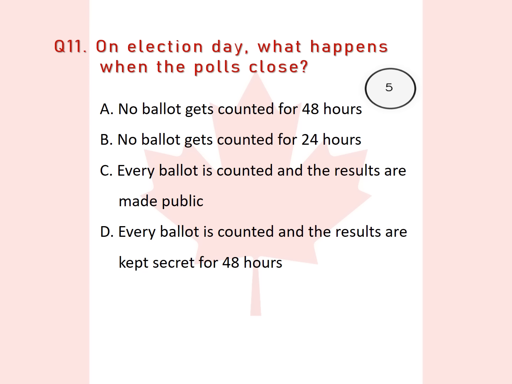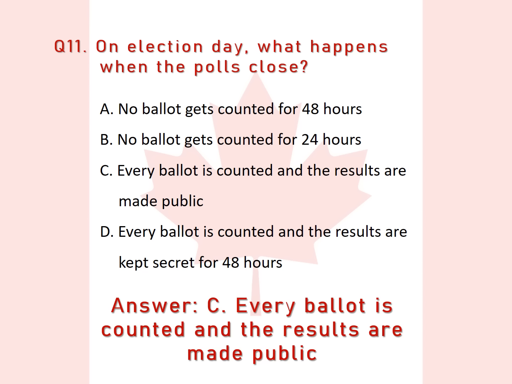On election day, what happens when the polls close? Option A, no ballot gets counted for 48 hours. Option B, no ballots get counted for 24 hours. Option C, every ballot is counted and the results are made public. Option D, every ballot is counted and the results are kept secret for 48 hours. Answer is C, every ballot is counted and the results are made public.